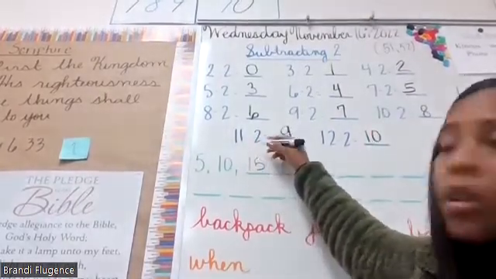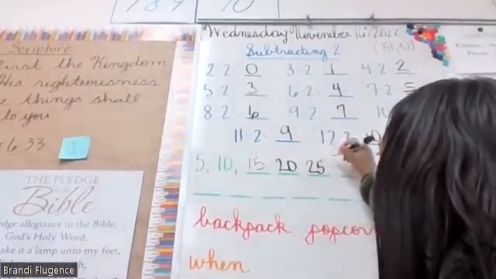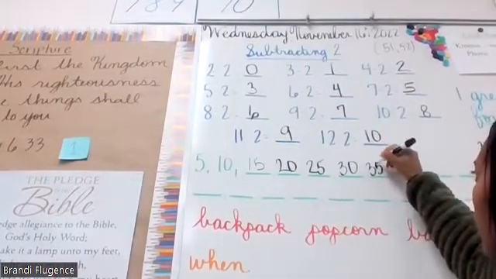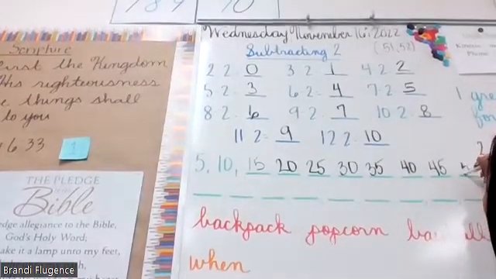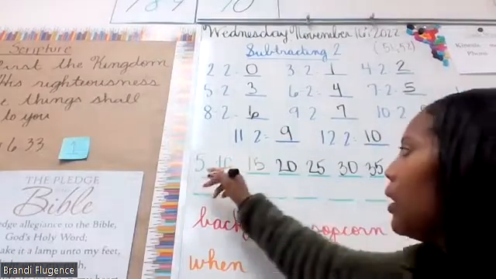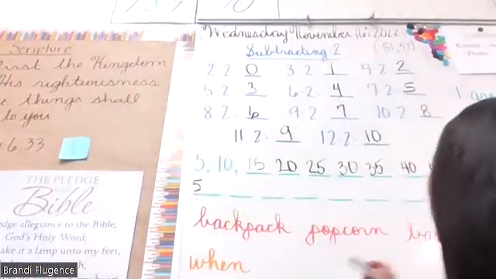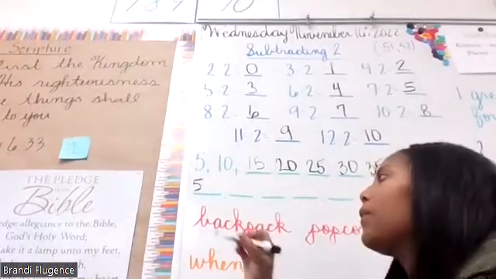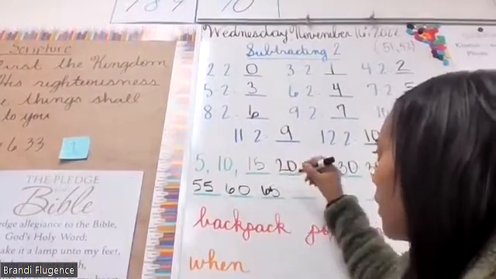15, 20, 25. David? 30. After 30, 35. Kendall? 40. Micah? 45. Braylee? 50. Elijah? No, 45, 50, 55. Cairo? 60. David? 65.